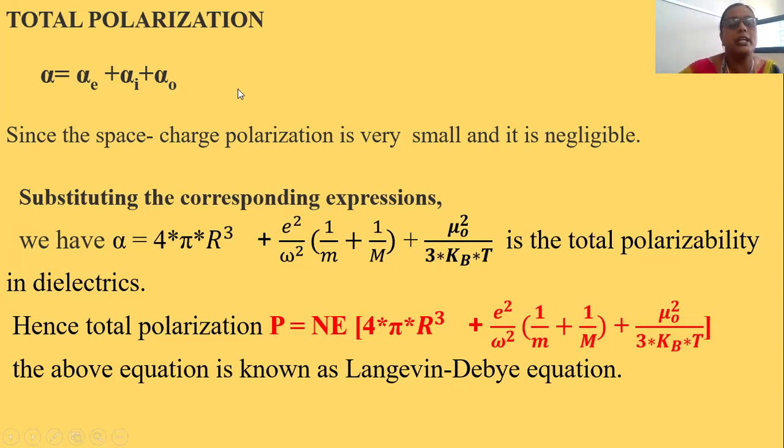Because we can neglect the space charge polarization, the total polarization alpha is equal to alpha e plus alpha i plus alpha o. Alpha e is electronic polarization, alpha i is ionic polarization, alpha o is orientation polarization. When we add all these polarizations, we get the final equation. Total polarization P is equal to N times (e squared... electronic, ionic, and orientation terms). This equation is known as the Langevin-Debye equation, so you have to remember this. This is a combination of three different types of polarization: electronic, ionic, and orientation polarization.